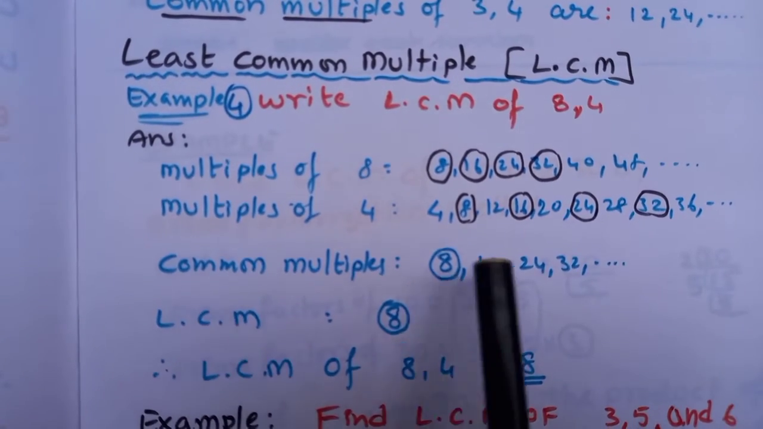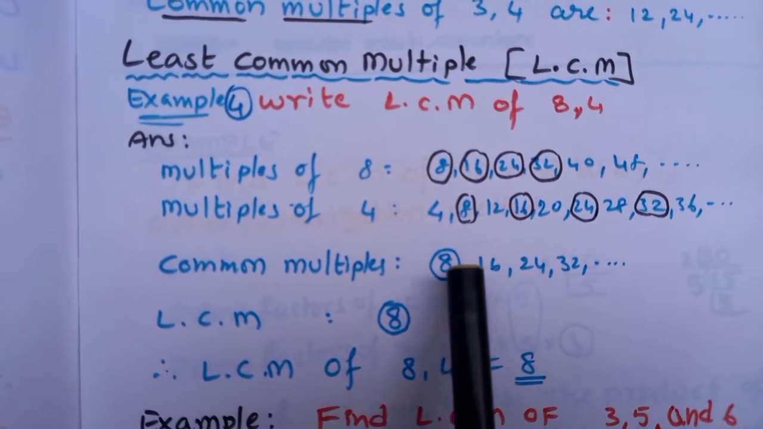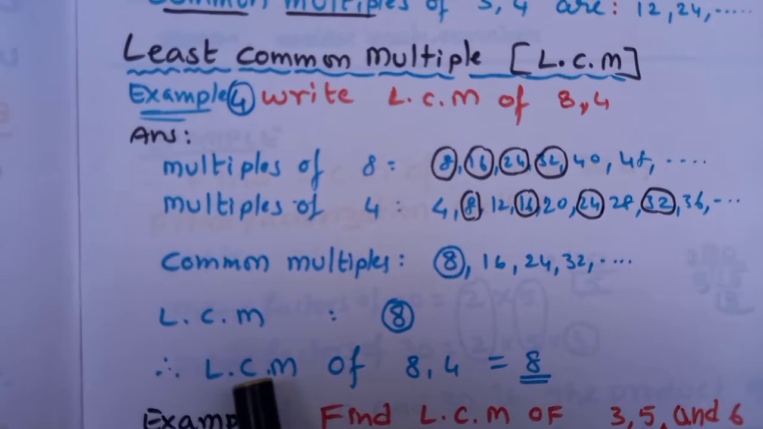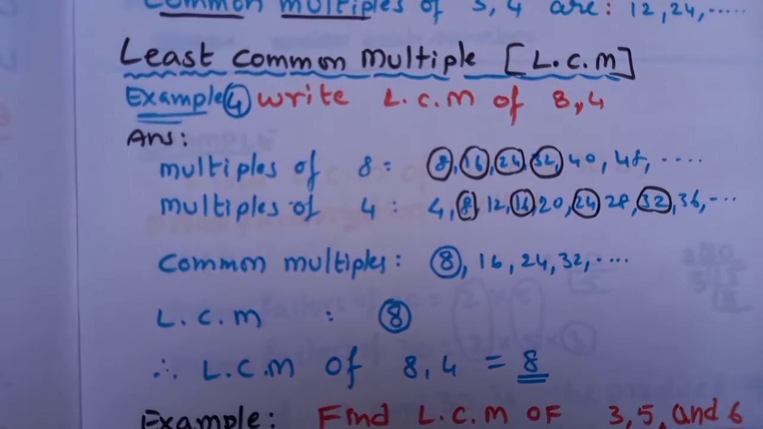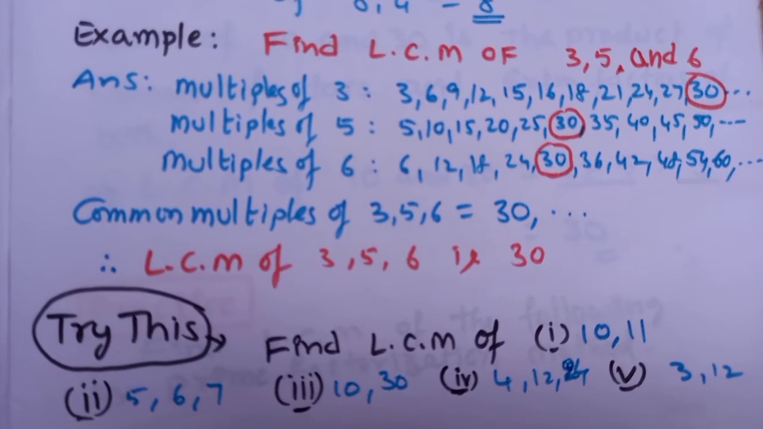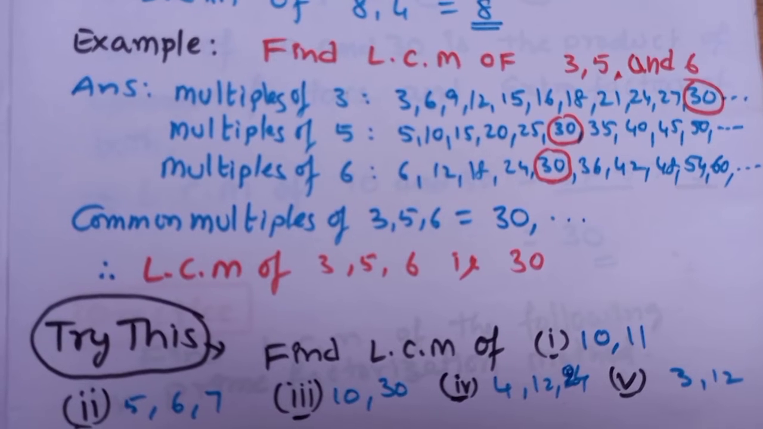Now in these common ones, what is the least one? 8. So LCM of 8, 4 is 8. That is our answer. Now, how to find LCM of 3 numbers?